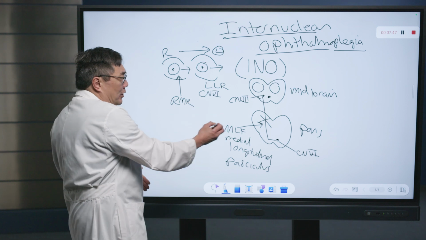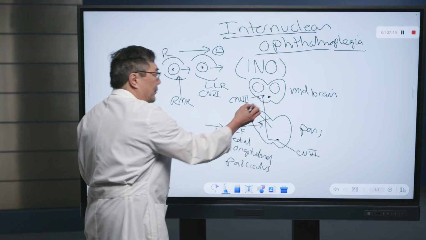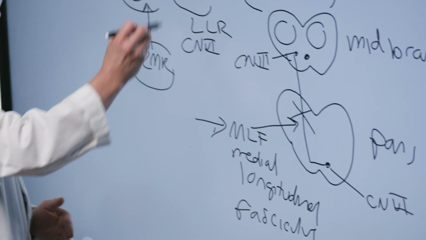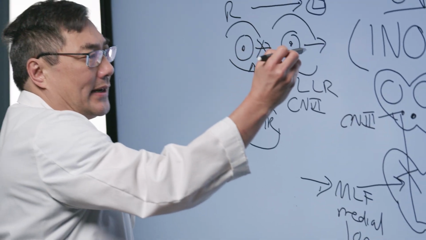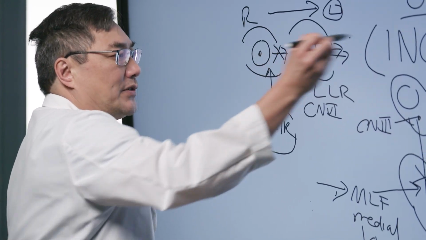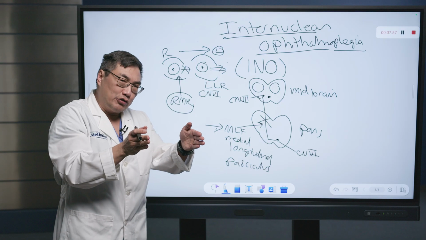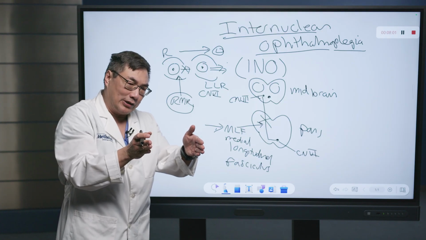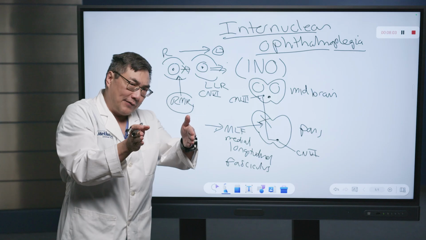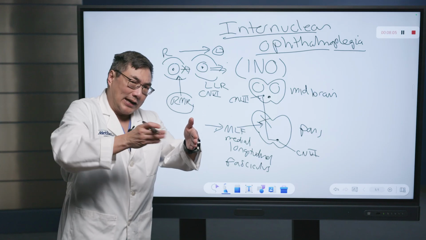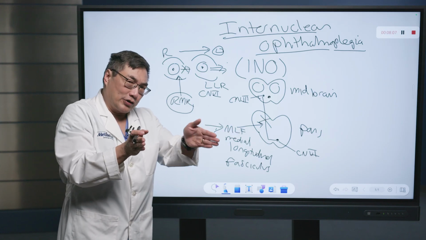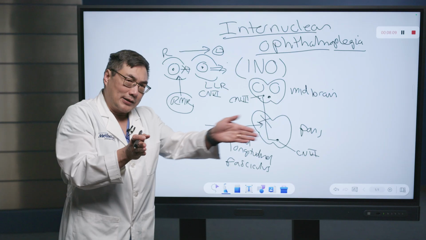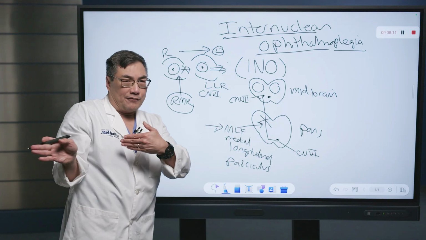So what happens when you disconnect the 6th from the 3rd, the eye cannot adduct, and the lateral rectus keeps firing, and so you get this dissociated horizontal abducting nystagmus. So it looks like this. You're trying to look to the left. The eye on the right cannot adduct. The left eye has a horizontal jerk-beating abducting nystagmus. When you look to the right, you're fine.